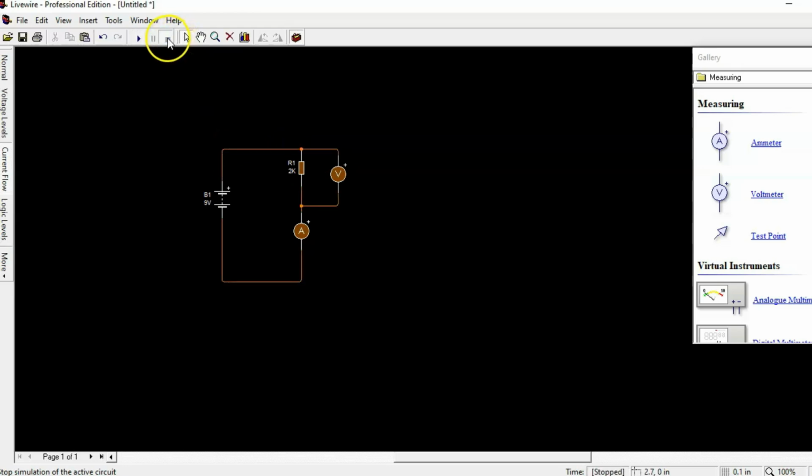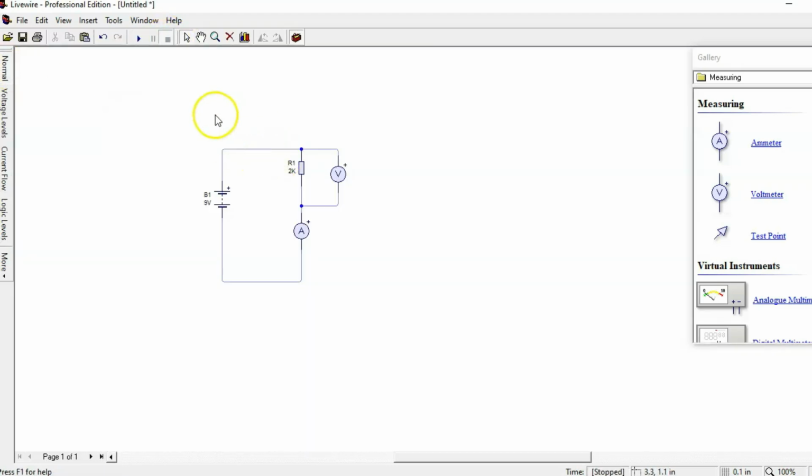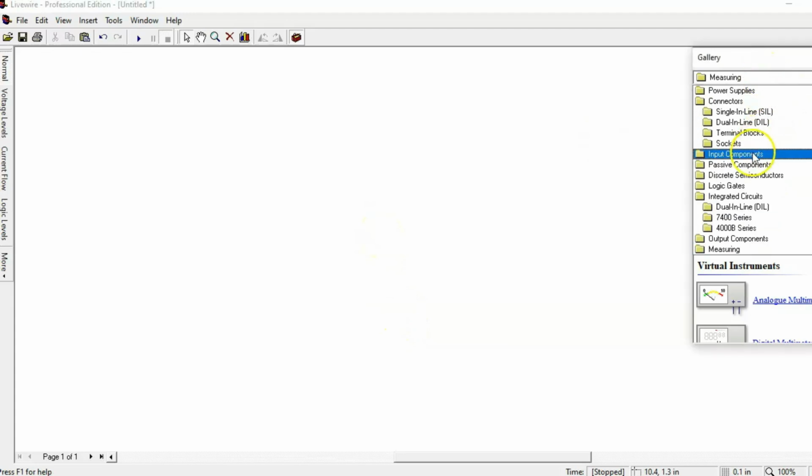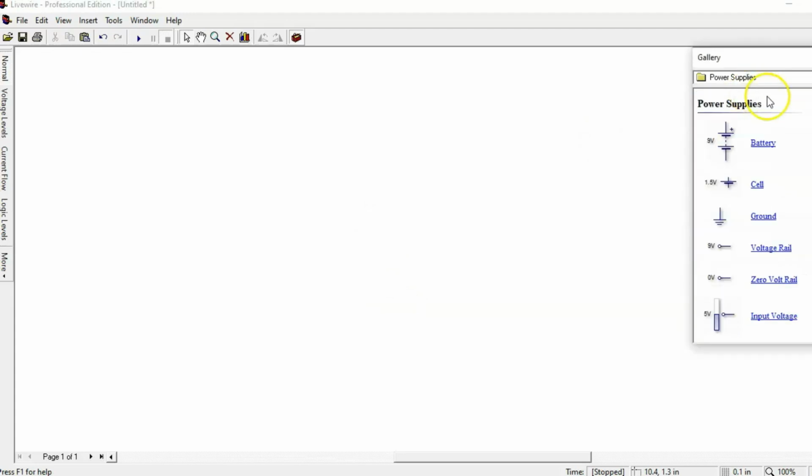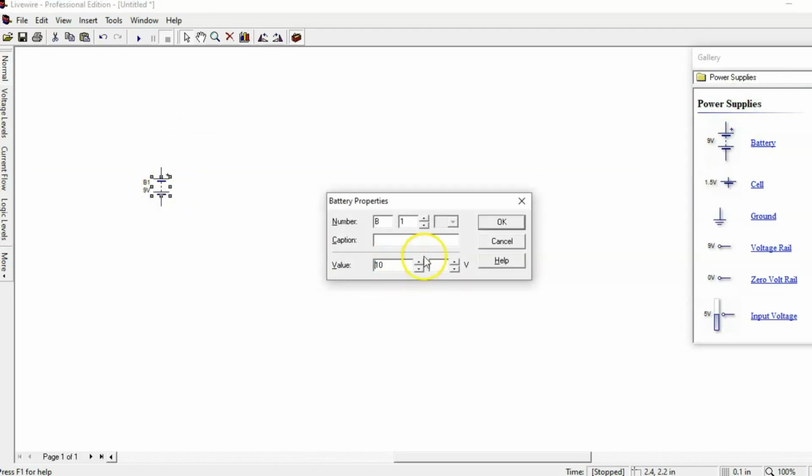We could also do another circuit to check our voltage divider rule, to see if the voltage divider rule too exhibits Ohm's law. So we're going to take our power source. Let's take a 10 volt battery. Take this to 10 volts.